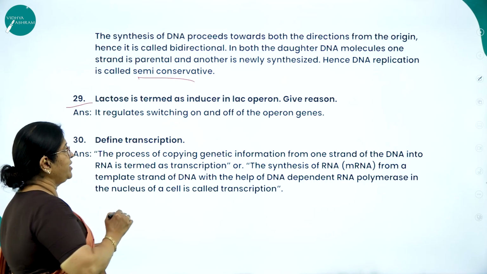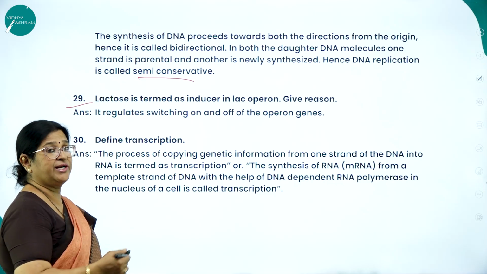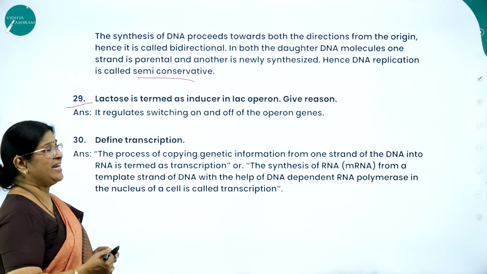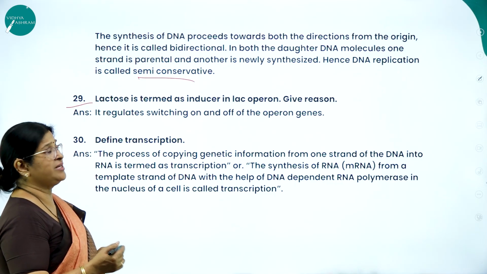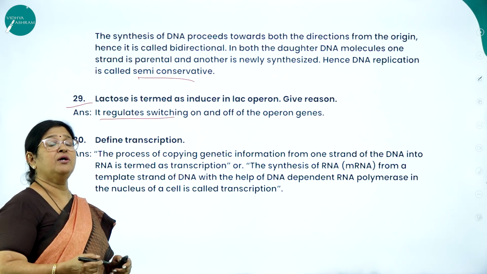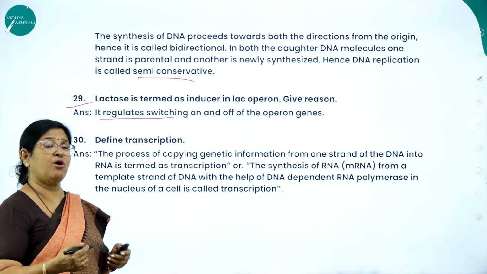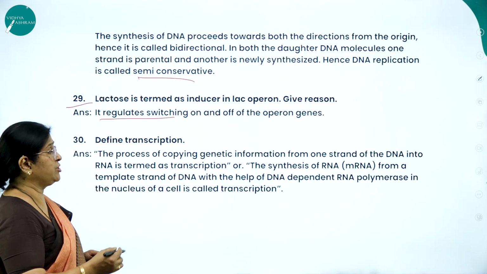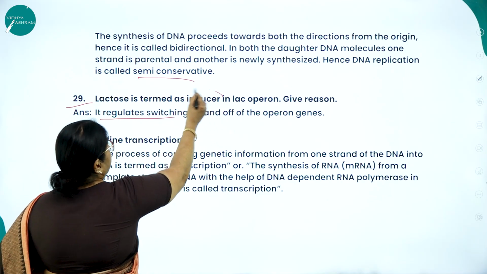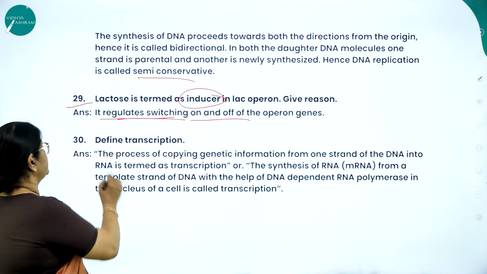Next, question number 29. Lactose is termed as an inducer, as we already studied in the lac operon concept. Why is lactose called an inducer? Give reason. Because it regulates what? The switching on and switching off. Switching off is mainly due to absence of lactose. Switching on is due to presence of lactose. So it acts as an inducer, a starter. So it regulates switching on and switching off of the operon genes.